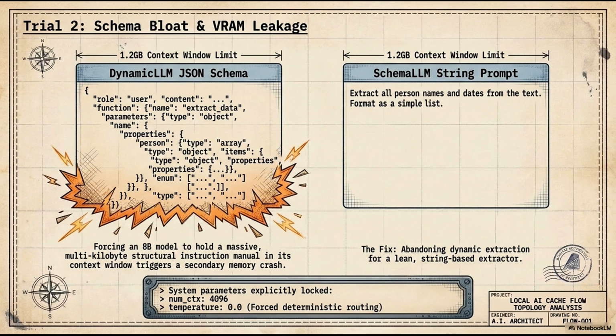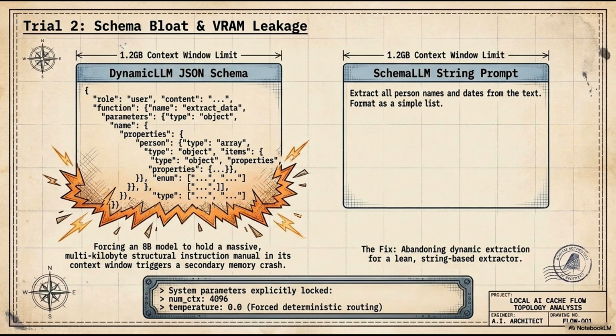And the LLM has to load all of that framework boilerplate into its context window before it even starts reading the actual document. Wow. And Llama 3.1 8B is a highly capable model, but forcing it to hold a massive multi-kilobyte JSON schema constraint in its working memory just devours the KV cache. It does. The structural instructions alone were large enough to push the memory footprint over that 8 GB threshold.